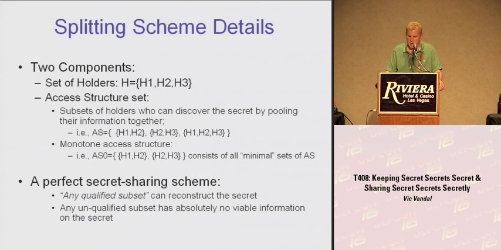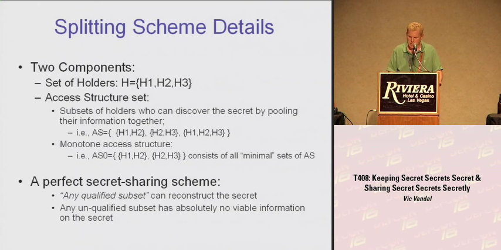Here's an example where we have a set of holders, H1, H2, and H3, and an access structure set. So in this example, this subset of holders is who can discover the secret or uncover the information by pooling their information. If holder 1 and holder 2 get together, they can recover the information. Holder 2 and 3, they can recover it. All three of them together, they can recover it. H1 and H3 in this scenario, if they get together with their information, they cannot recover the data.